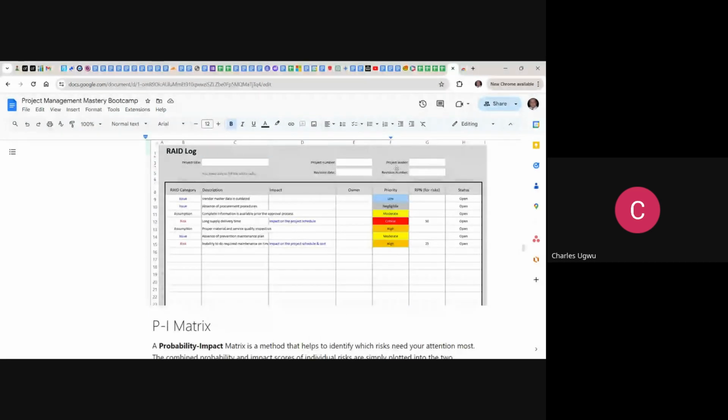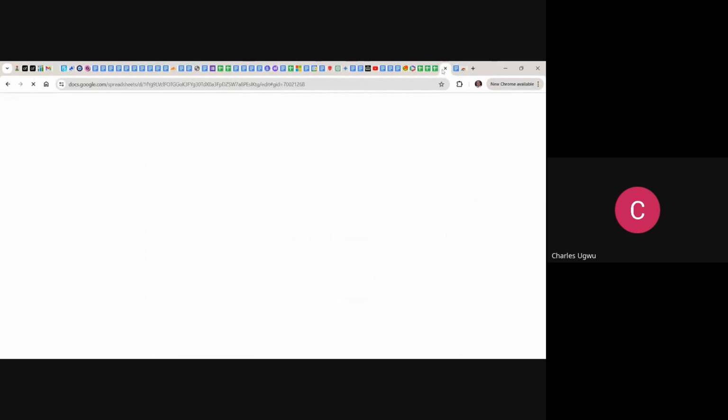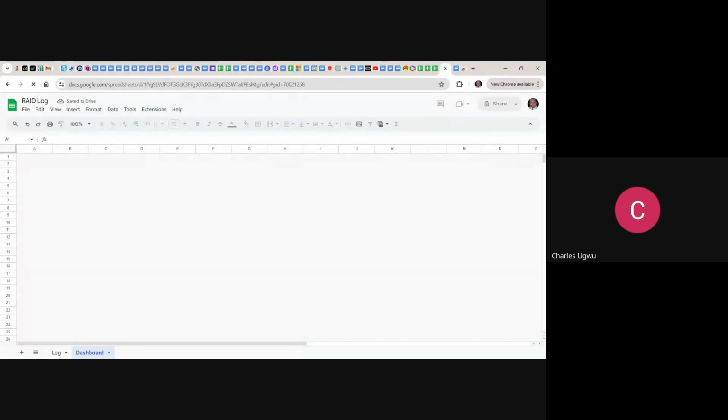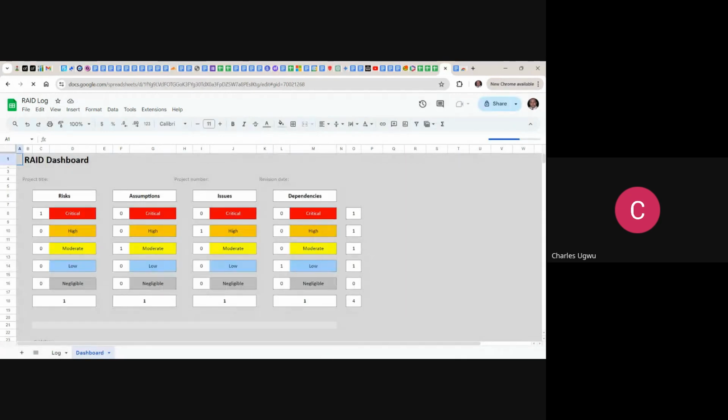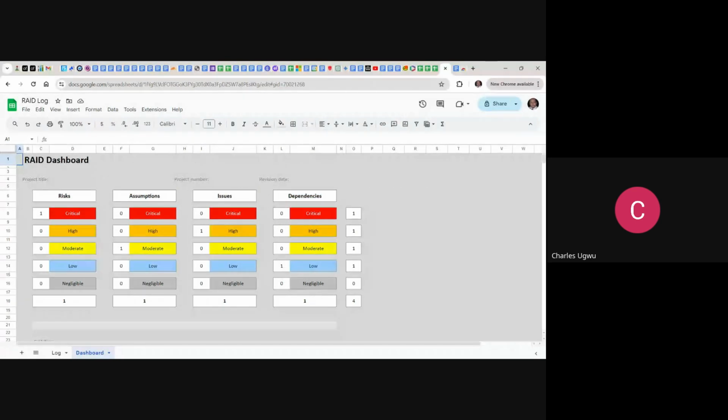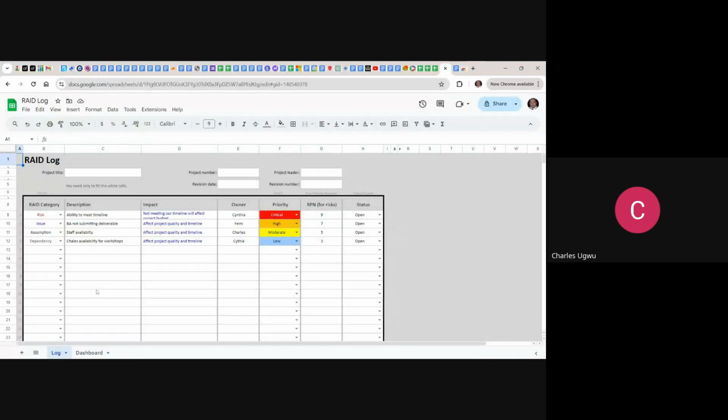I have a template we are going to use, which I'm going to share to every group to have access to. So this is a live RAID log, which we are going to be using. So now let's look at the log. This is the dashboard. Well, let's look at this log here. This is how this is looking here.